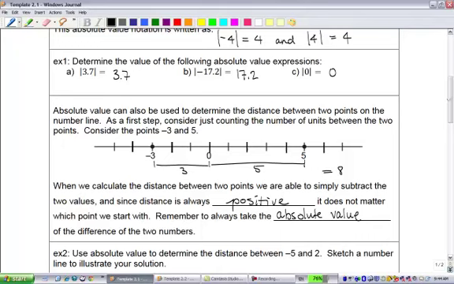So are we going to say, let's take -3 and subtract 5, then take the absolute value of that? Or are we going to start with 5 and subtract off -3 and take the absolute value of that? Both of those will give us 8.